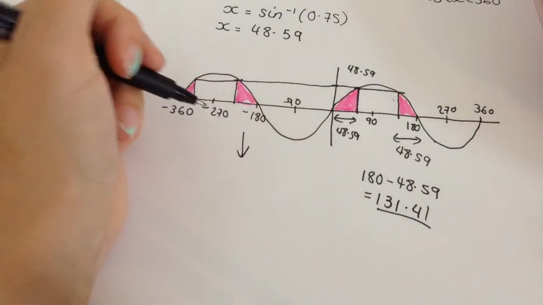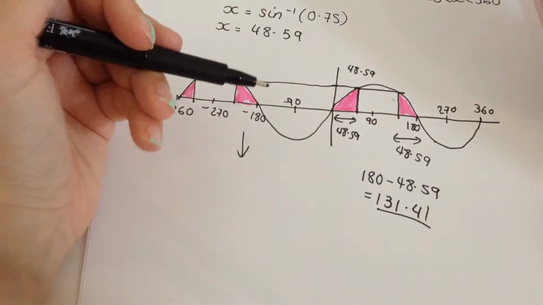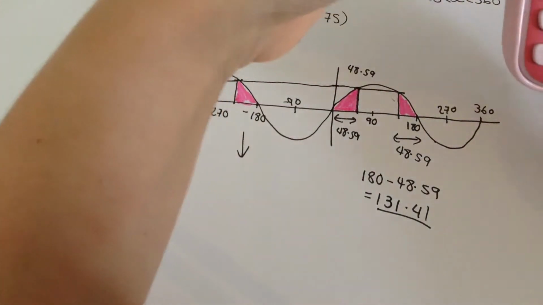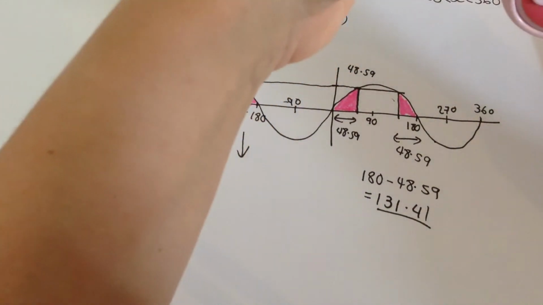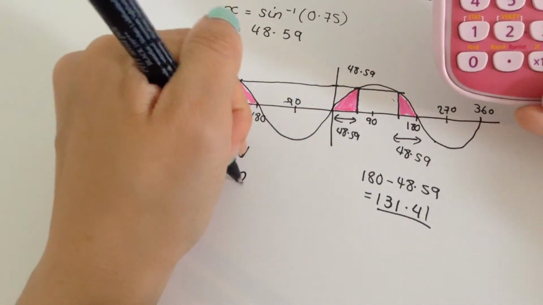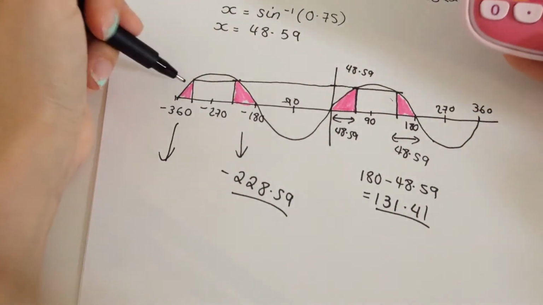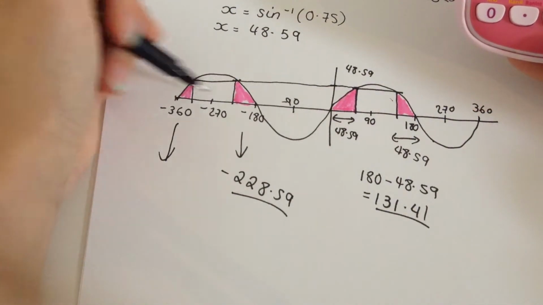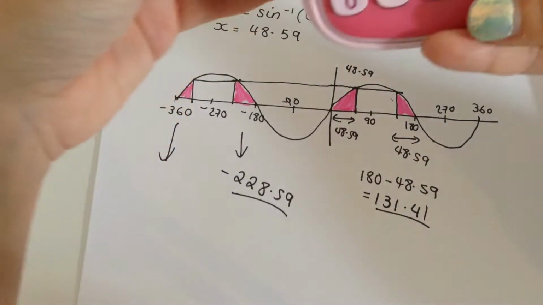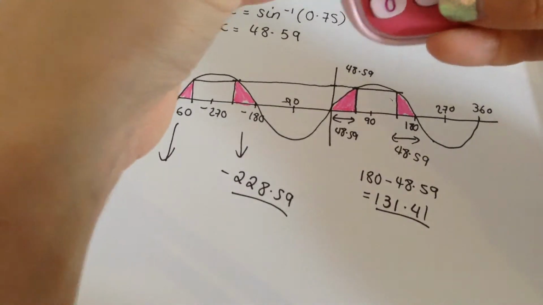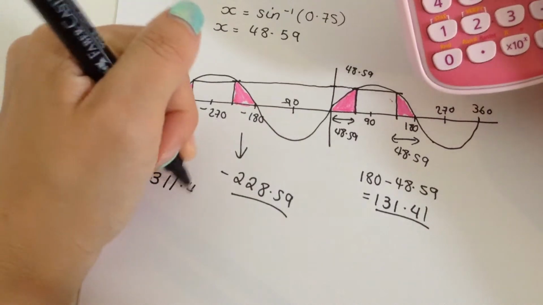And then here, this gap is 48.59, so I need to add that on to 180, or take it away from minus 180. So that'll be negative 228.59. And then this one, 48.59 that way from minus 360. So I need to add it on to minus 360, or take it off from 360 if you prefer. And that is 311.41.